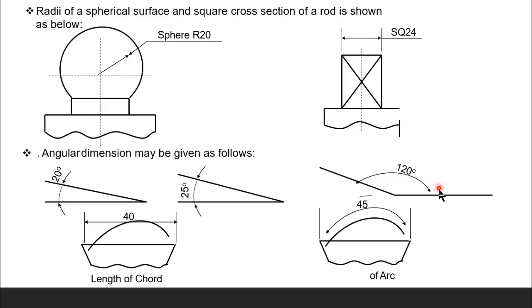If the space is big between the edges, we can show the dimension line with a curve, and it should point towards the edges. We can write and show the dimension figure like this. Here, the length of the chord can be shown like this, and the length of the arc can be shown with an arc-type dimension line. These are the different ways we can show the dimension.